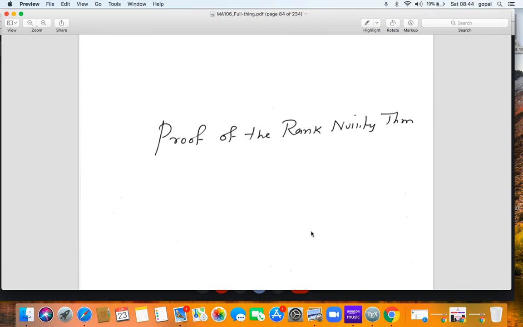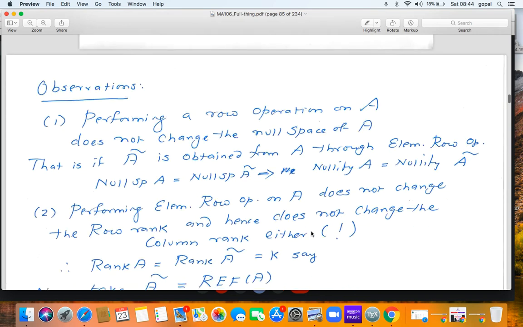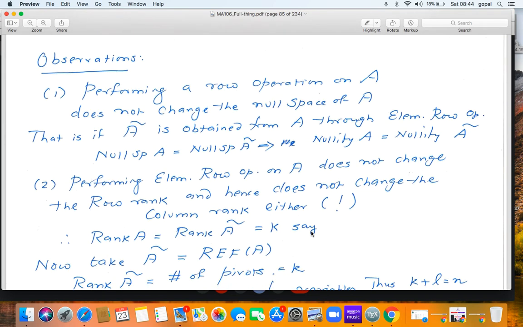The rank nullity theorem, of course, is very well known. What does it say? It says that if you have a matrix A and take the rank, call it K, take the nullity, call it L, K plus L is N. Very simple to state and a very powerful result. I used it several times. Now let us make a few simple observations that will ultimately lead us to the proof of the rank nullity theorem.